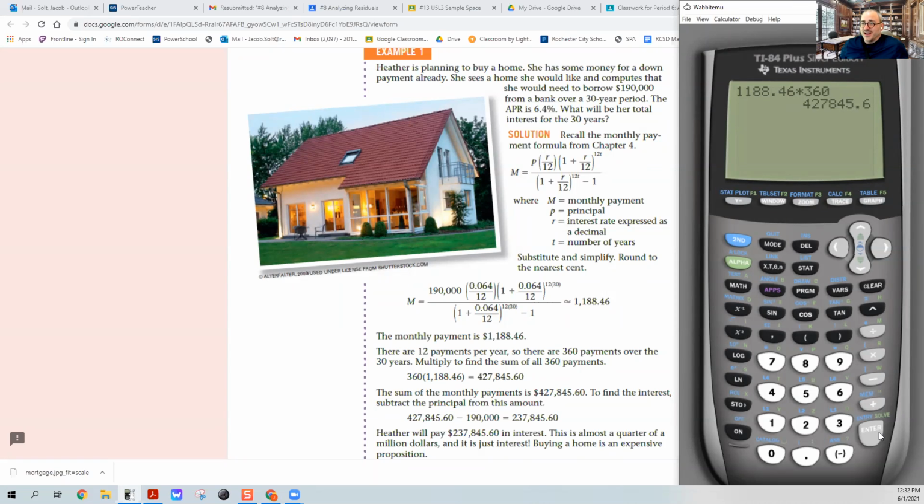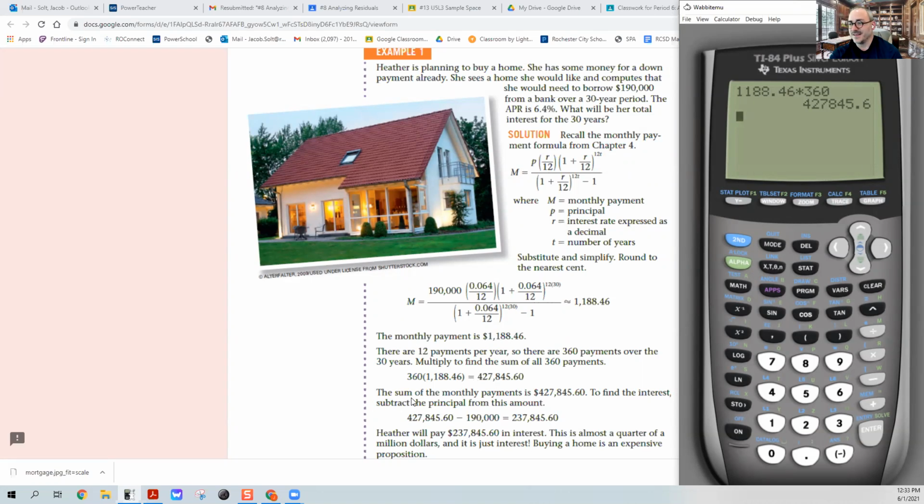Heather's going to pay $427,845.60 over 30 years, almost $500,000 for this here house. Okay, well, you say to yourself, well, wait a minute. The house only costs $190,000. So why is she paying $427,000, almost $428,000? It's because of the interest. The bank is getting their interest. If you ever doubt the power of banks, this is the power of banks and financial institutions. They make so much money because they get almost $250,000 out of Heather over the course of 30 years.